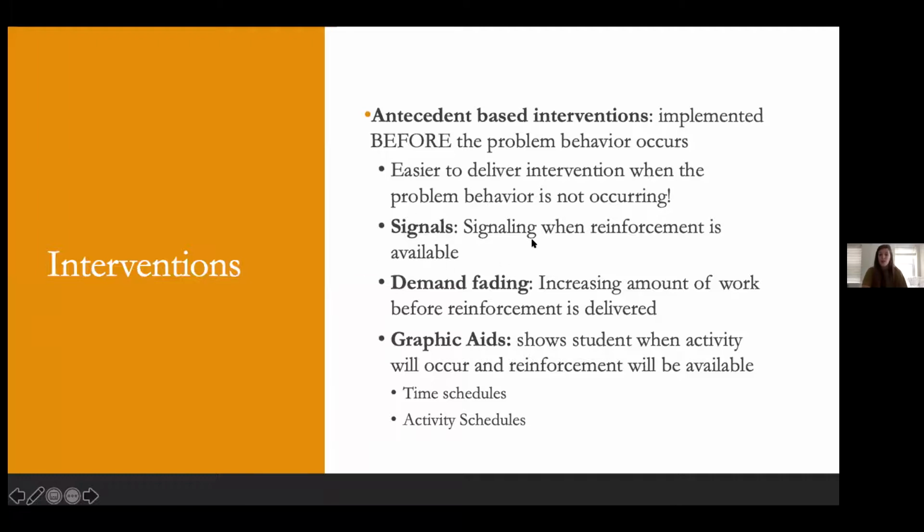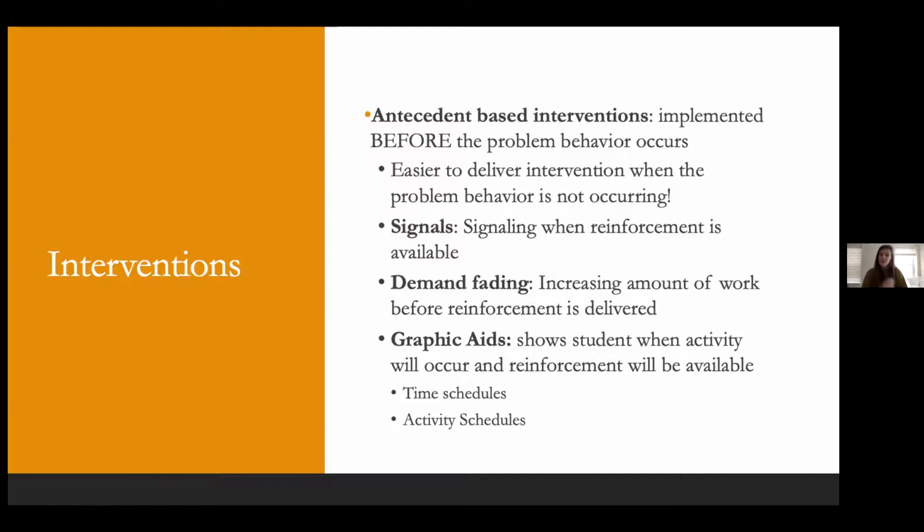We can also look at what we call demand fading. So that's increasing the amount of work before reinforcement is delivered. We had a kid who absolutely hated doing any sort of work. He engaged in horrible problem behavior. He broke a window in our clinic, throwing things. He engaged in biting, throwing. He put bruises all over one of our other therapists.